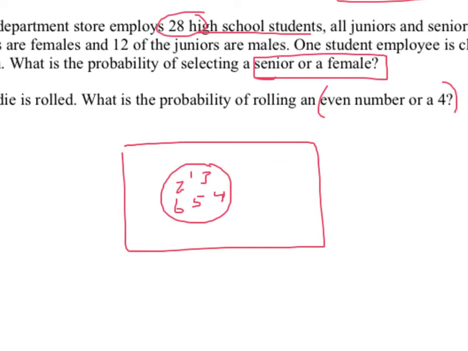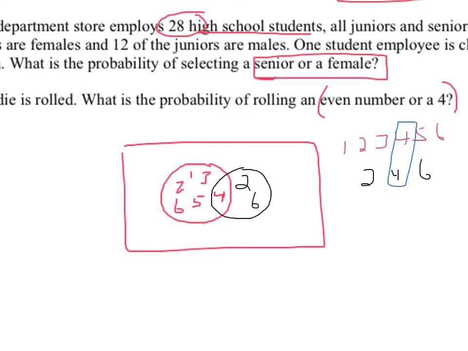We know that, let's do it this way first. 1, 2, 3, 4, 5, and 6. And even numbers from a die are 2, 4, and 6. The 4 shows up in both sets. So when you draw your Venn diagram, that's what it would look like. So you have an overlap right here that shows that the 2 events you're talking about, even number or a 4, are not exclusive. They're inclusive because you have one number that's represented in both sets.